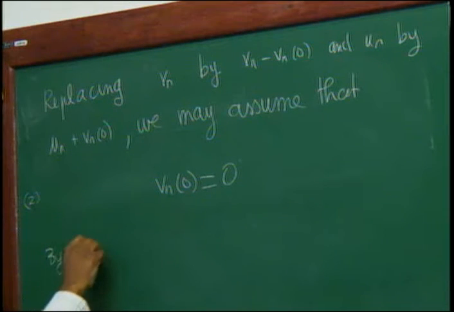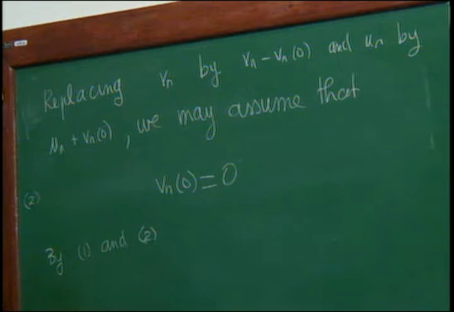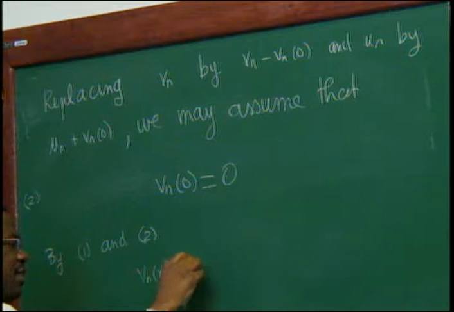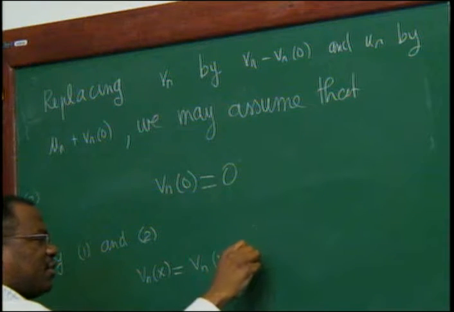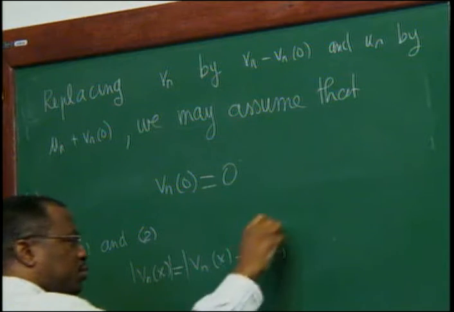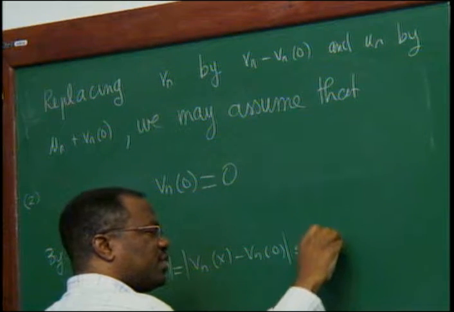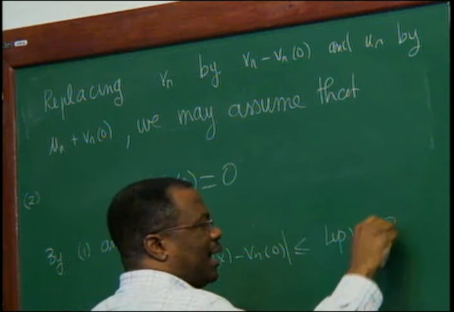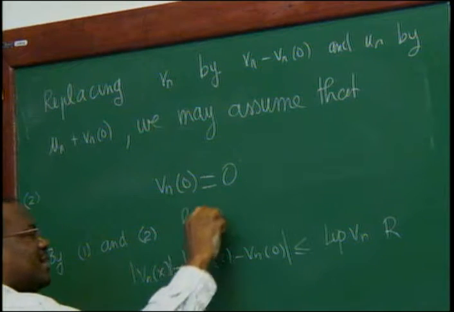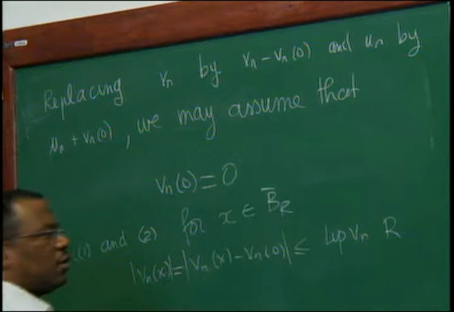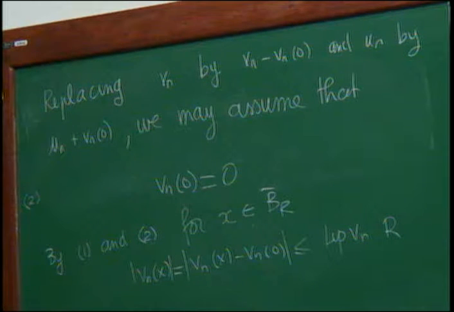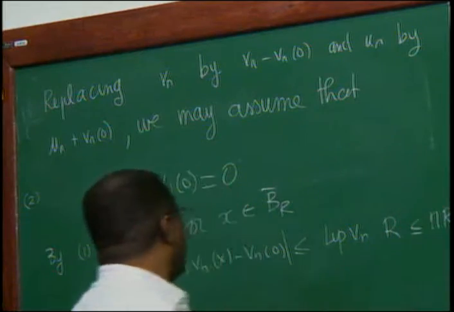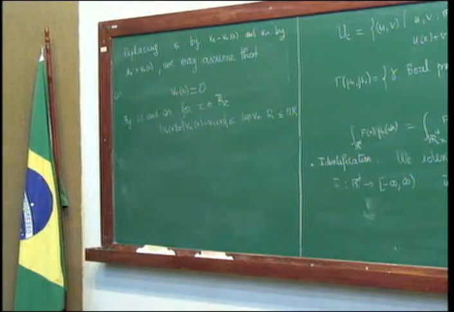By 1 and 2, I have that Vn of x is Vn of x minus Vn of 0. And so in absolute value, it is less than the Lipschitz constant of Vn multiplied by the norm of x. So for x in the ball of center 0 and radius r, I have this, which is less than mr. And so Vn is uniformly controlled.